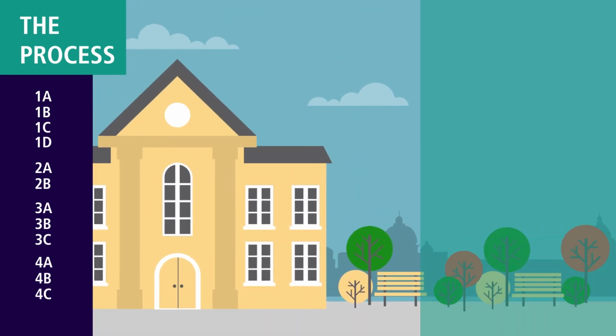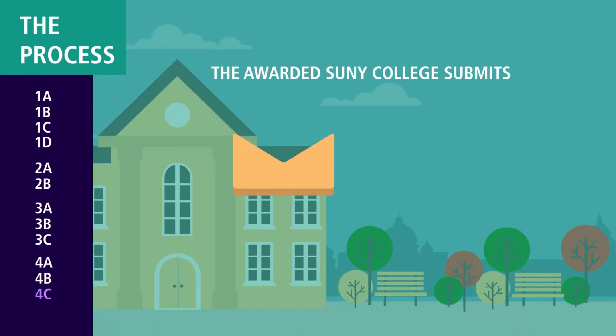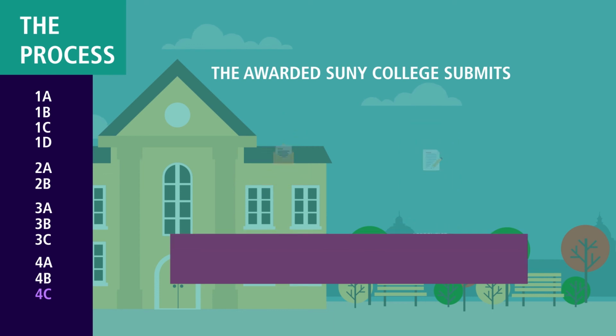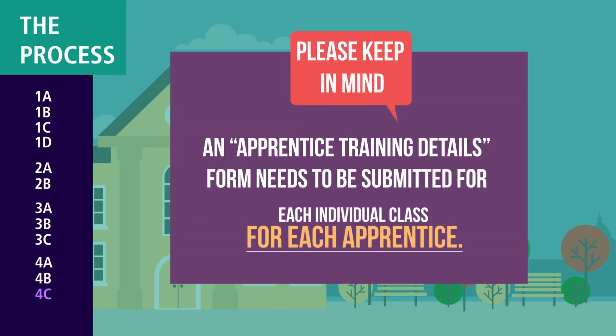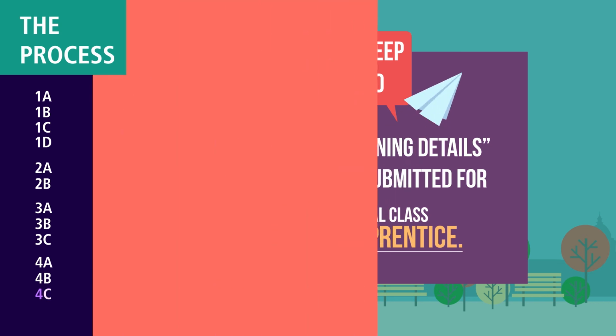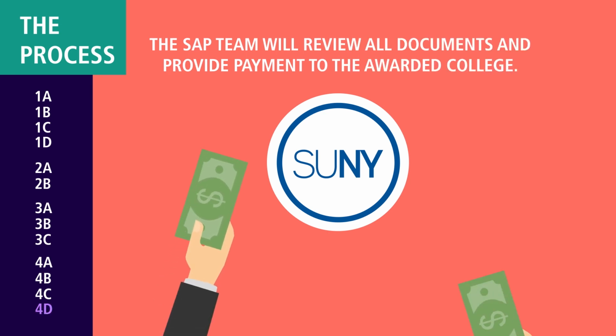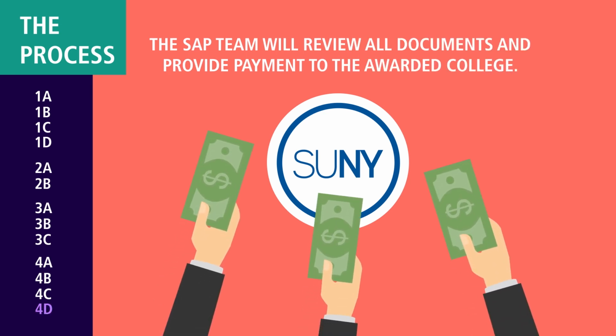Once the training is complete, the awarded SUNY college submits the invoice form and apprentice training details form to the SAP team, including all backup documentation. Also keep in mind that an apprentice training details form needs to be submitted for each individual class for each apprentice. The SAP team will review all documents and provide payment to the awarded college.